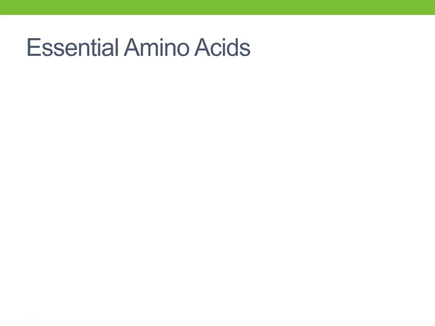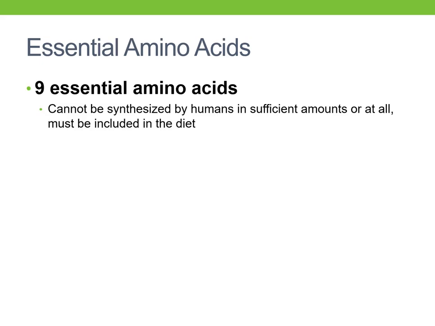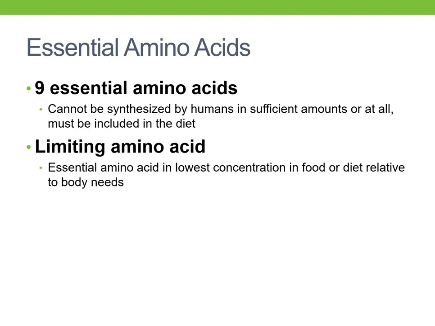Now let's come back and talk a little bit more about those essential amino acids. And again, there are 9 of them, and they are things that we can't synthesize in sufficient amounts or at all. Some of them we can do just a little bit, but not enough to really meet our needs, and so we rely on our diet. Now, many times we talk about a limiting amino acid. And this is the essential amino acid that is in the lowest concentration in the food or our diet relative to our needs. So when we are making a new protein, this is going to be the one that will limit the amount that we're able to make if we don't get enough in our diet.